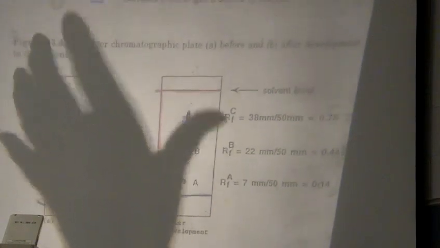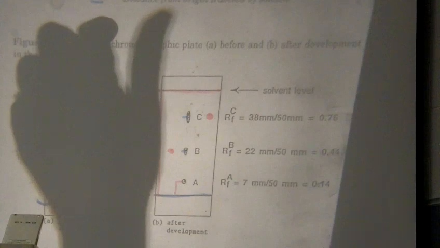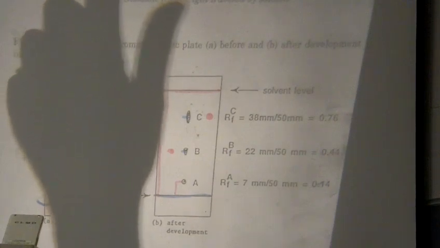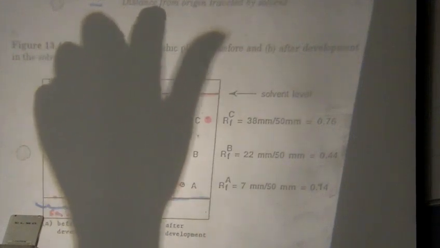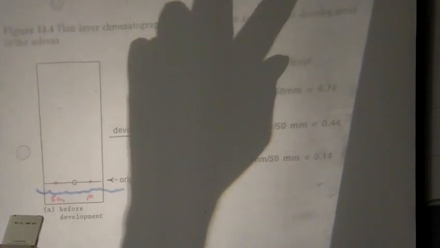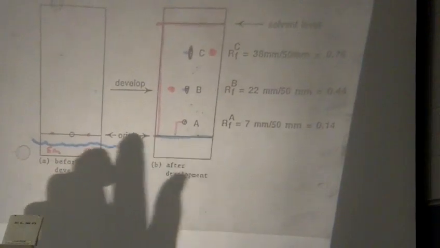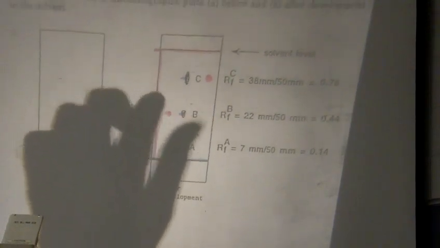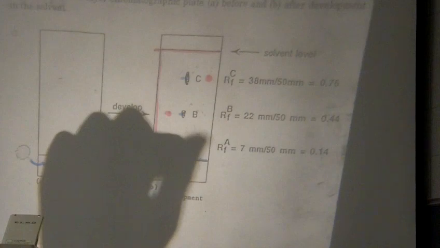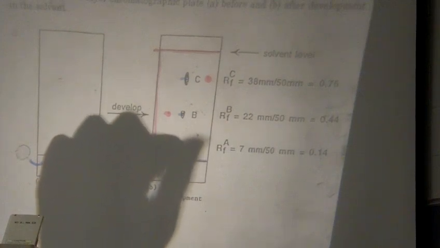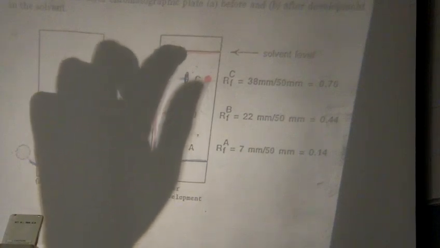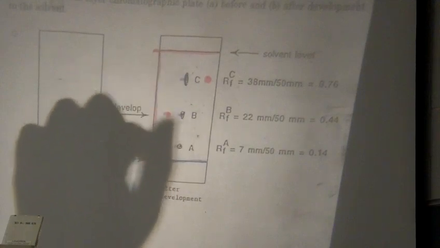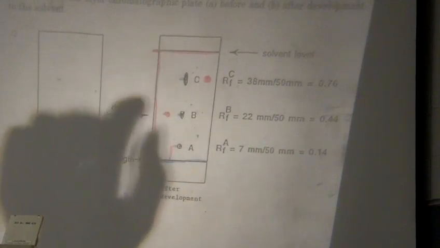And the way we do that is what is called an RF value. The RF value is the distance from the origin traveled by the compound divided by the distance from the origin traveled by the solvent. So remember, our origin is here where we drew that line. It's the distance traveled by the compound, so from here to here, for example, for A, divided by the distance traveled from the origin all the way to the solvent line. Those are the two measurements that you're making.